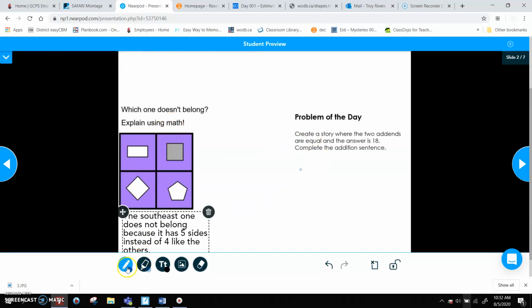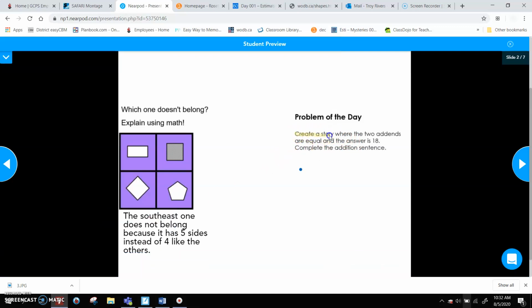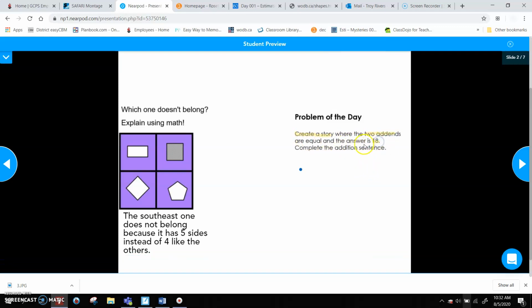For our problem of the day today, it says create a story where the 2 addends are equal and the answer is 18. So I'm going to use my highlighter tool so that way I know that I'm including everything. So I know I need to create a story. I'm dealing with 2 addends, which lets me know that it's plus. The answer has to be 18 and the 2 addends are equal.